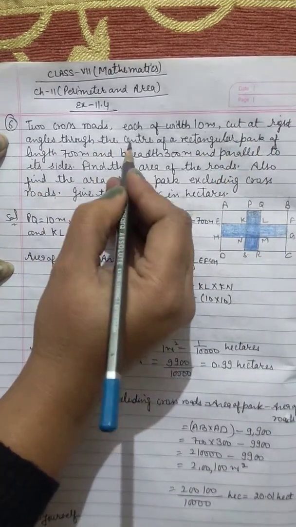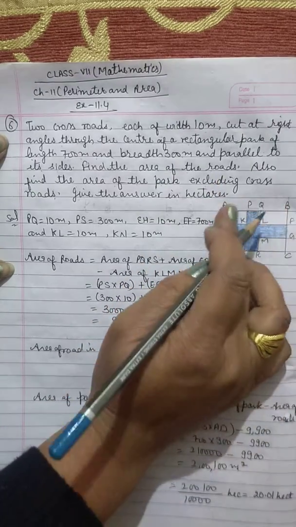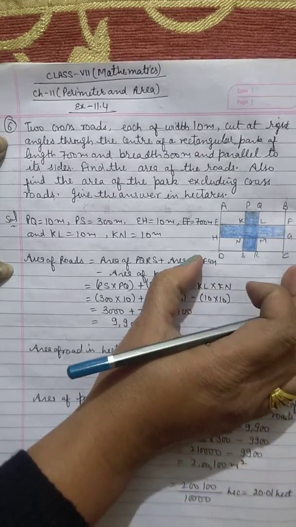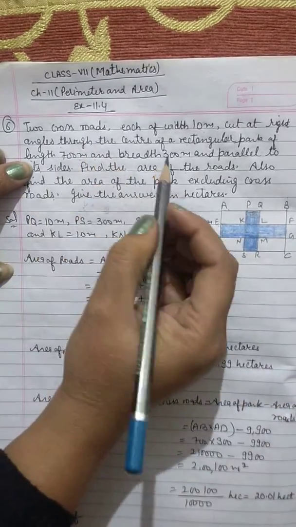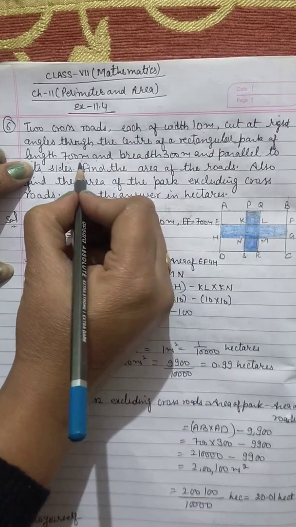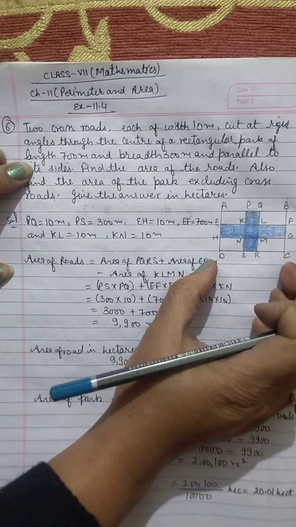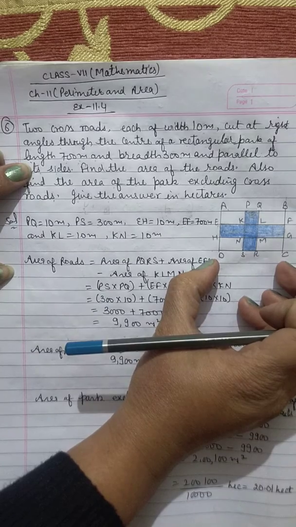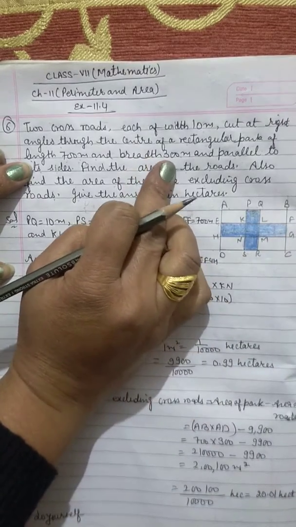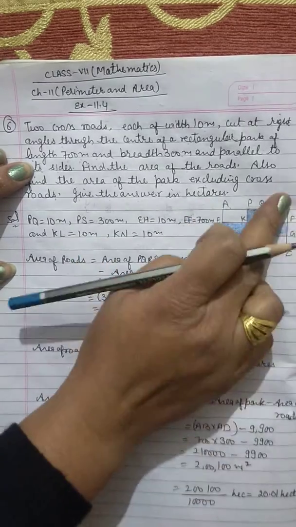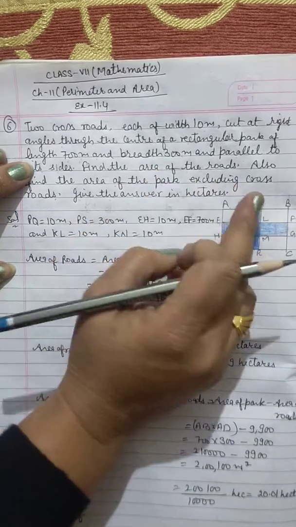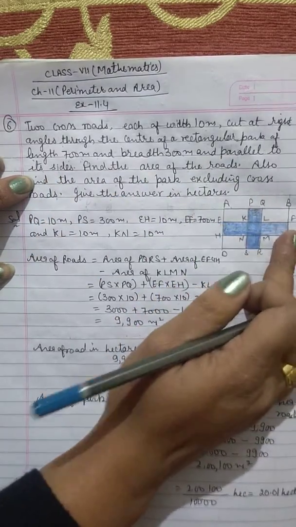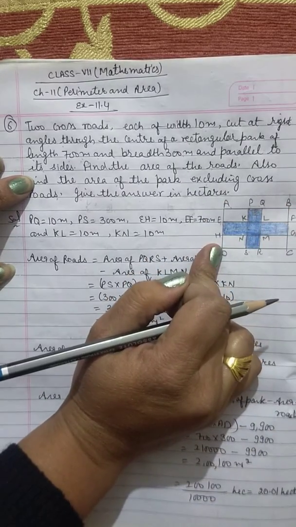Cut at right angles through the center of a rectangular park, and it is given that this park is also of a rectangular shape. This park is A, B, C, D. It is a rectangular park. The length of the rectangular park is 700 meter, so we can say AB and DC are both 700 meter, and the breadth AD and BC are both 300 meter. Parallel to its sides means this road is parallel to these two sides and this road is parallel to these two sides. Fine.